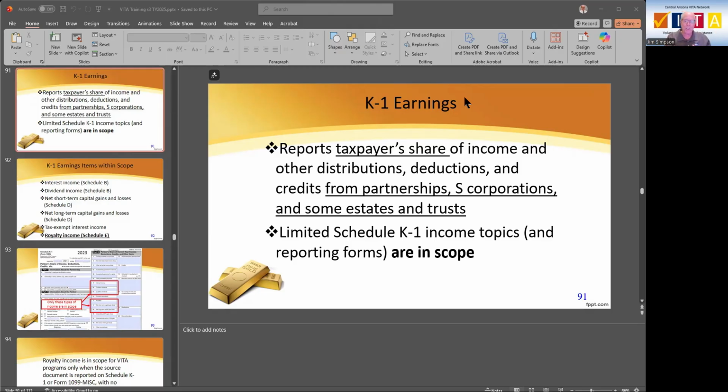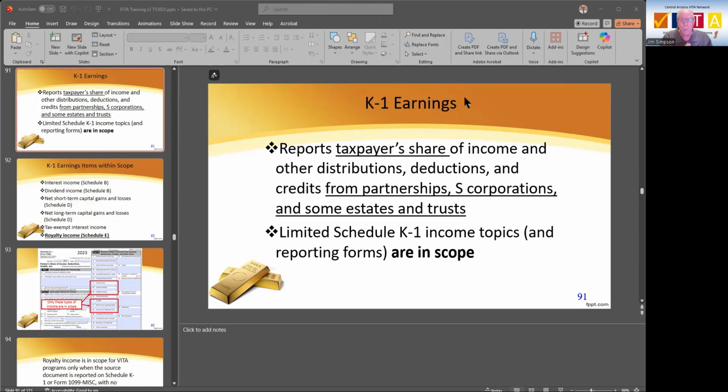An S corporation is an incorporated entity, but again, it's a pass-through entity similar to a partnership. Often you may have heard of LLCs. There is no tax form for an LLC. An LLC is called a limited liability company, and they either report their income on a partnership return or an S corporation return, or even sometimes just directly on a Schedule C on their individual return.